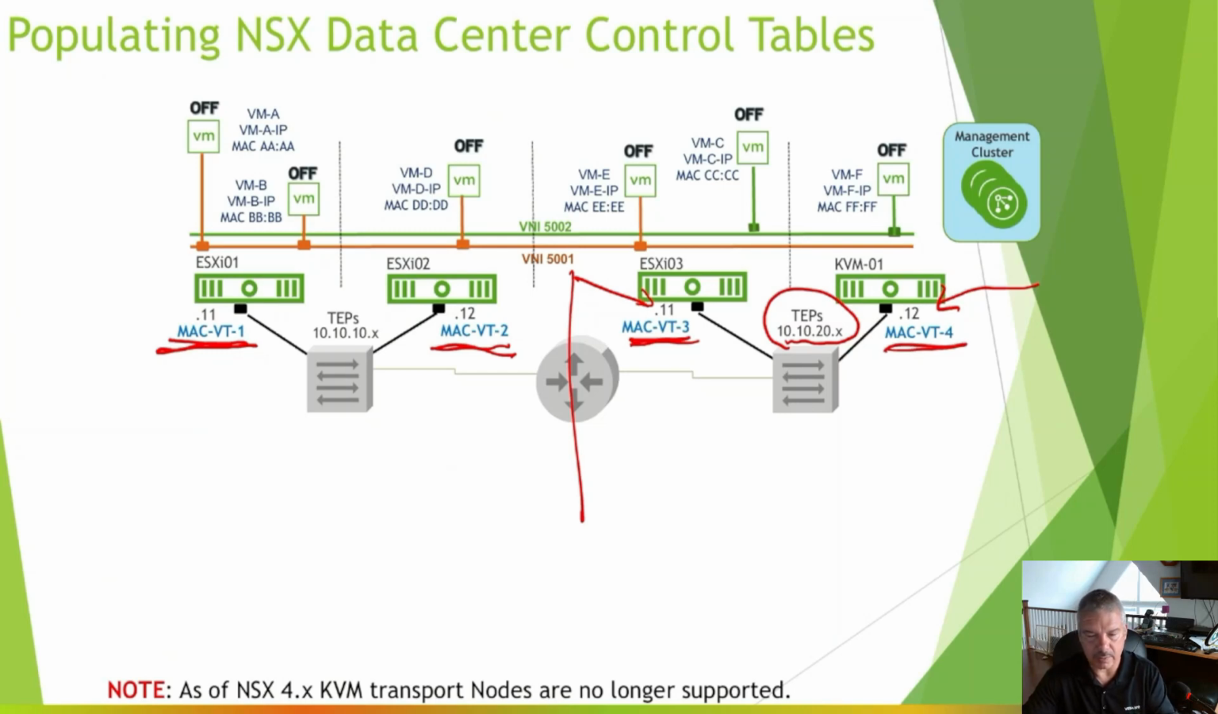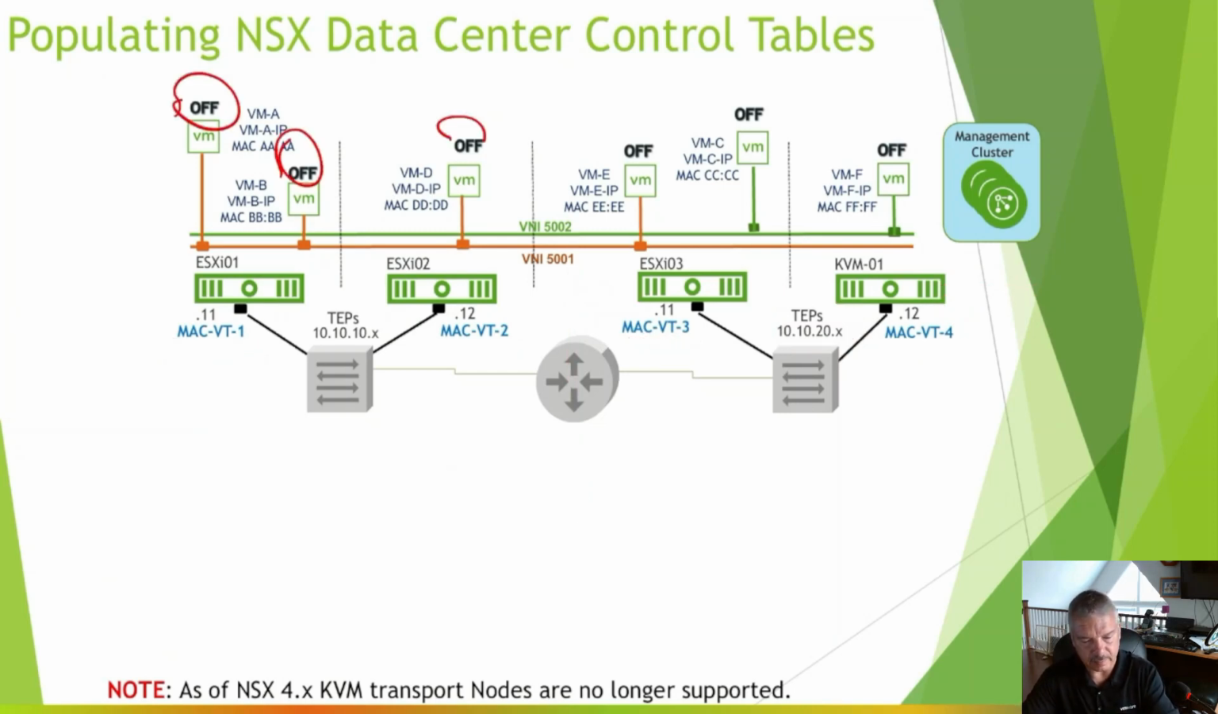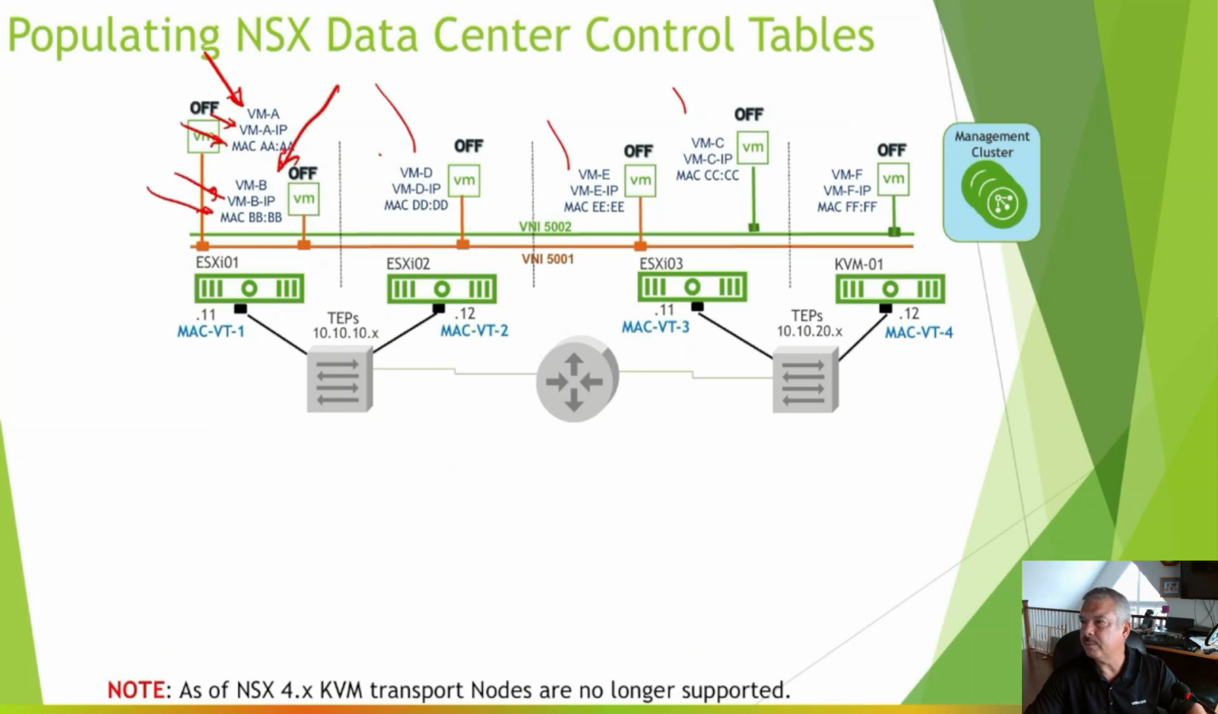Those are the MAC addresses. When you look at the VMs now, you see all the VMs are powered off. Okay? You'll see VMA has an IP address of VMA-IP, and its MAC address is AAAA. You'll see VMB has a VMIP of VMB-IP and a MAC address of BBBB, and so on and so forth for D and E and F, and whatever. Okay.